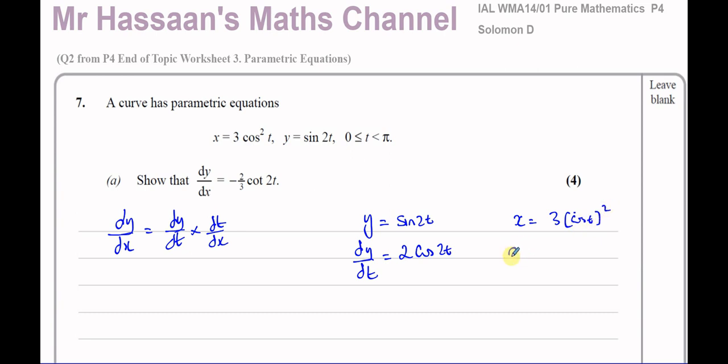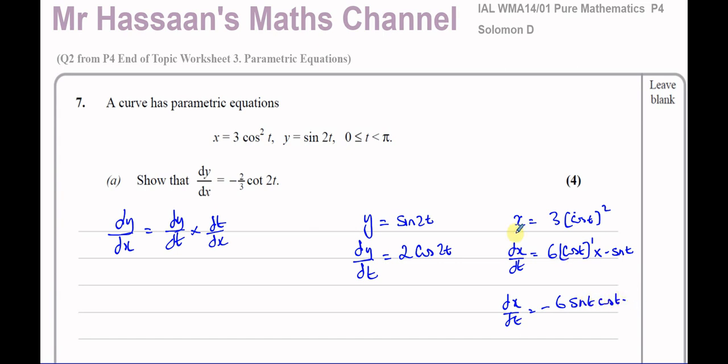When you differentiate something raised to the power of 2, you multiply by the power, so you have 6 times, and then you leave this the same but take 1 from the power, so that becomes 6 times cos t to the power of 1. Then you multiply that by the differential of what's inside the function. The differential of cos t is negative sin t. So you end up with dx/dt being negative 6 sin t cos t.